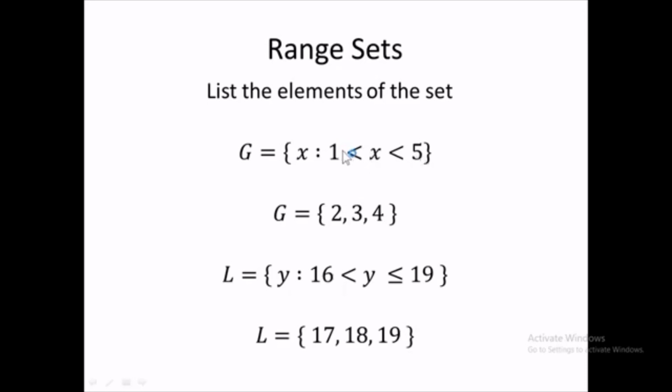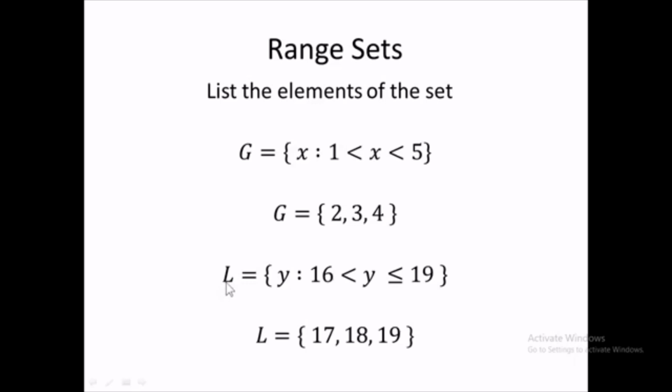Those elements in G are, that is, we are having 1 less than X. That means X is greater than 1, but less than 5. If you list those elements, the values that are greater than 1 are 2, 3, then 4, but less than 5. That means you are going to stop at 4. So the elements in G here are 2, 3, and 4.